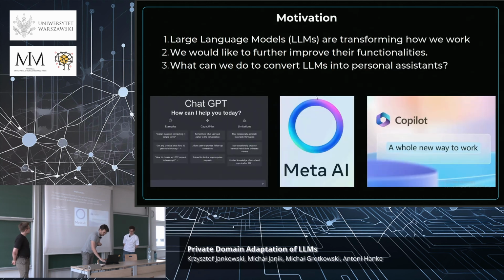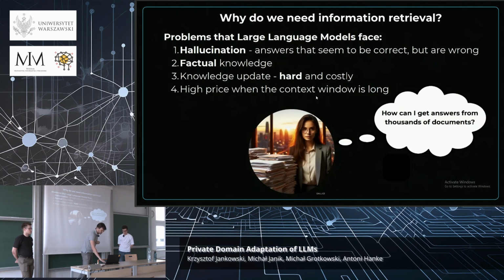Motivations: LLMs are not reliable, they hallucinate, so we would like to improve them. That's why we need vector databases: they have a lot of documents encoded, so the models don't hallucinate, and they give us reliable answers based on factual knowledge.